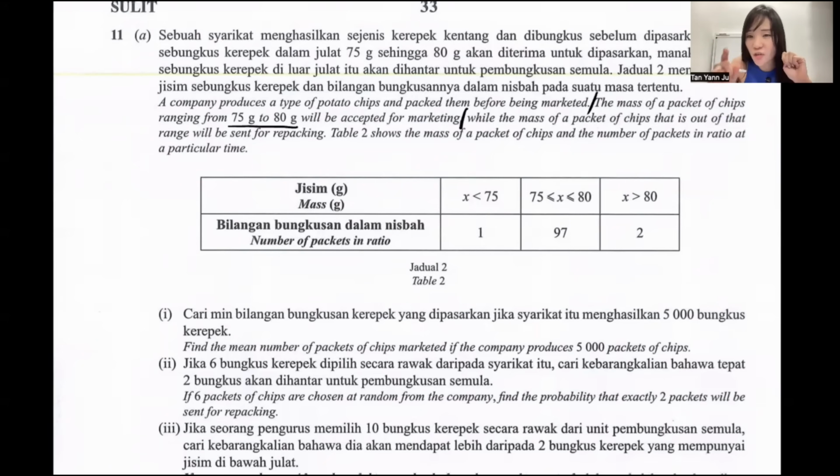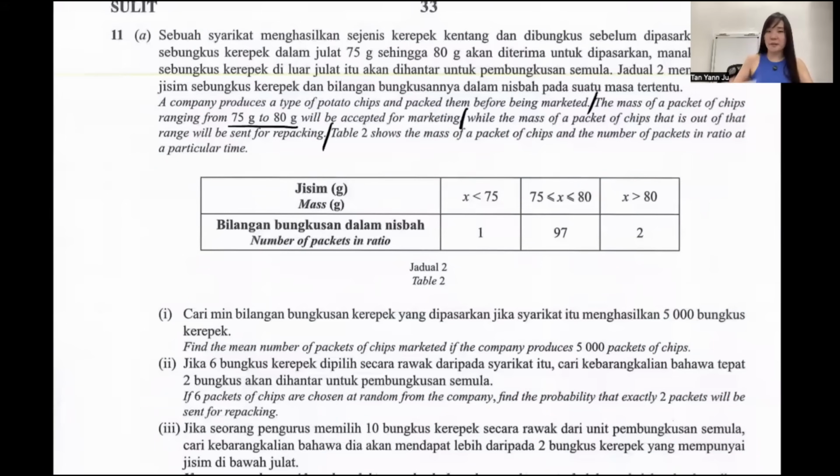While the mass of a packet of chips that is out of the range will be sent for repacking. If I pack too little, I'm scared the customer will complain, so I will send it back and repack. If I pack too much, I'm scared I will lose out. So there's a reason I will send it back for repacking. But for 75 to 80, definitely I will just sell it out.